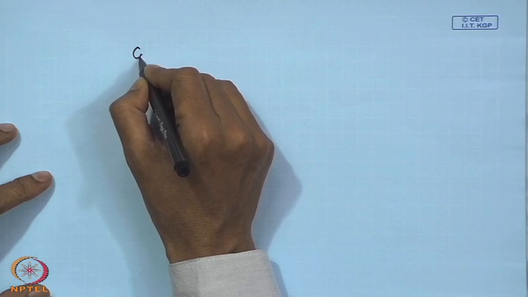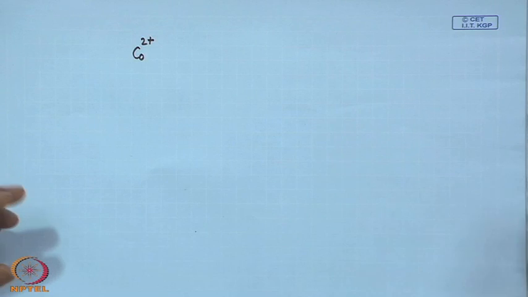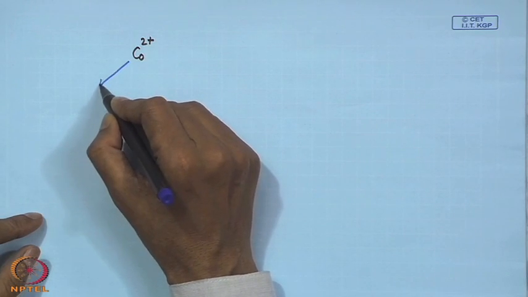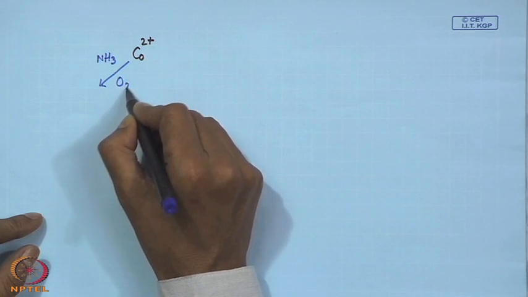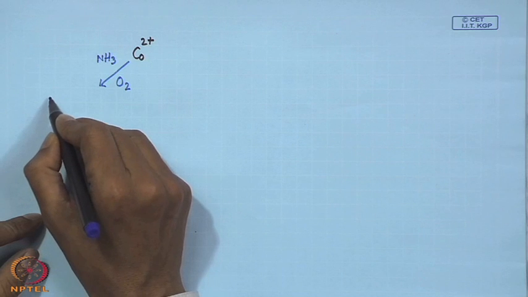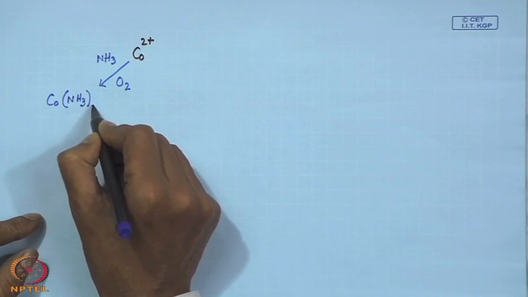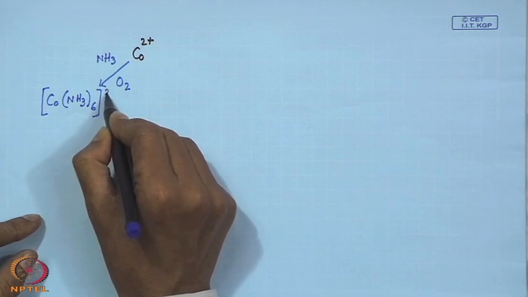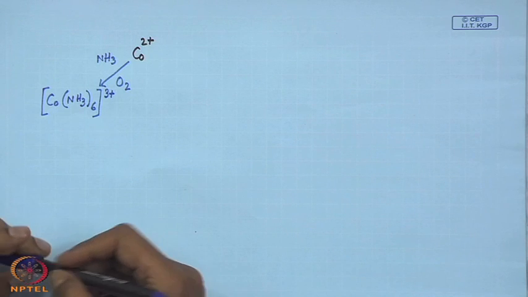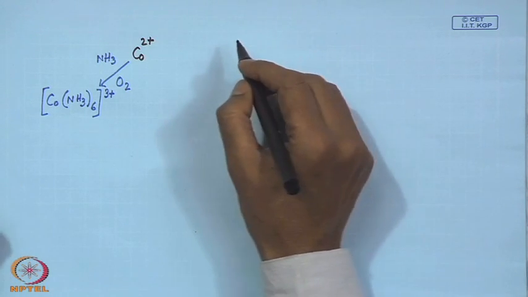As we have seen in other cases also, when we have cobalt 2 and we react with ammonia and oxygen of the air, we get the cobalt hexaamine compound which has 3 positive charge to counterbalance with the available chloride.